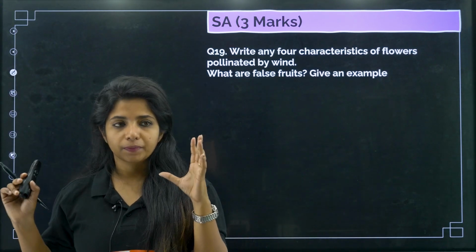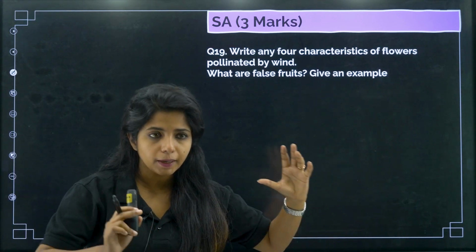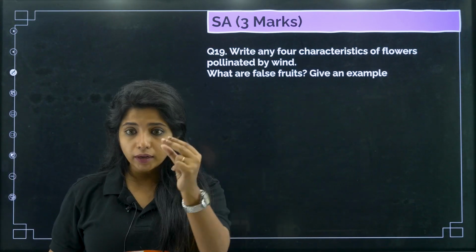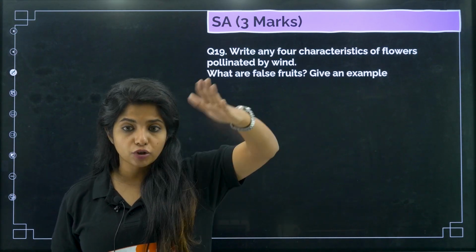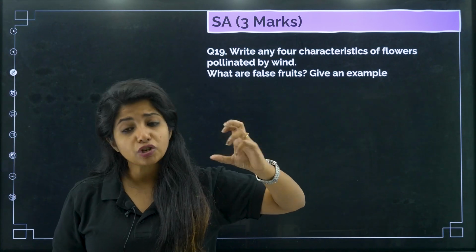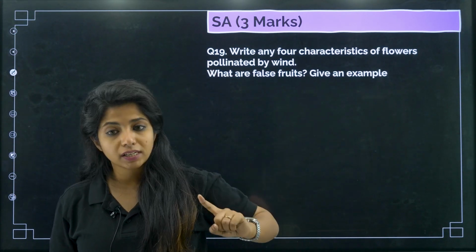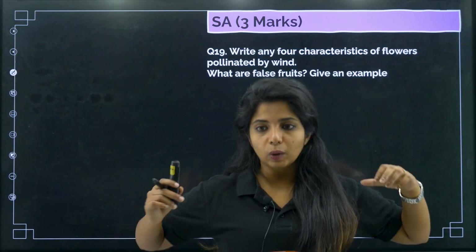So you only think, if a flower has to be pollinated by wind, that means the pollen grains should be traveling through the wind, right? The pollen grains should be moving through the wind. Should they be heavy or light? It should always be light, then only it can travel. If it is heavy, it will sit down like that, right?